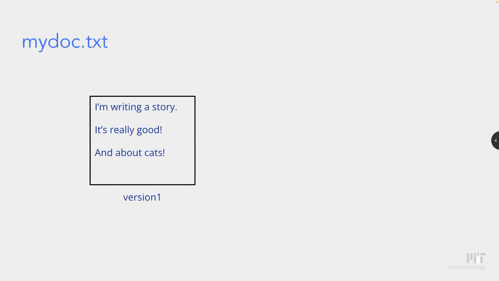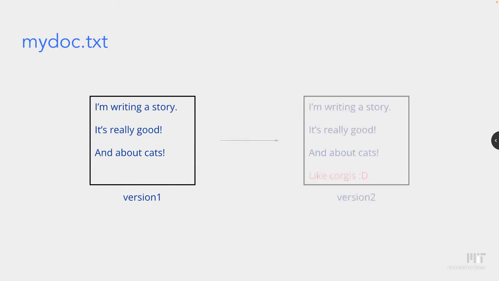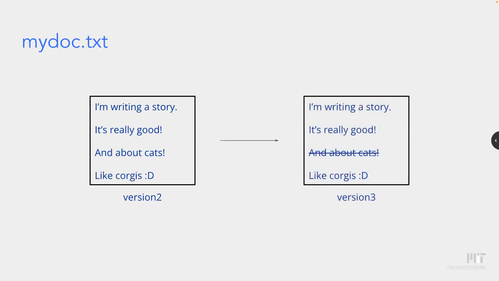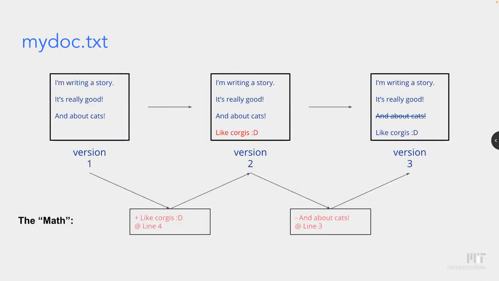So let's say we have a scenario where we're coding on a doc called mydoc.txt. And we have 3 lines of text, and basically I'm writing a story, it's really good, it's about cats. So there's version 1. And let's say we make a change, we add a line like "cool cats" to make version 2. And then we have version 3 now. And let's say we make another change, and we delete the line "cool cats". So now we have 3 versions up top.